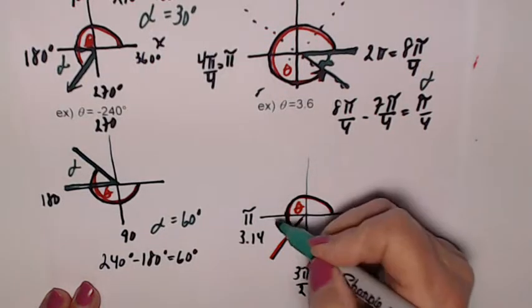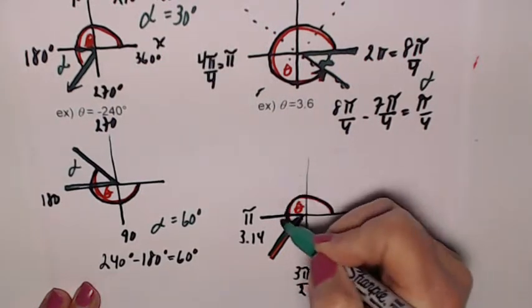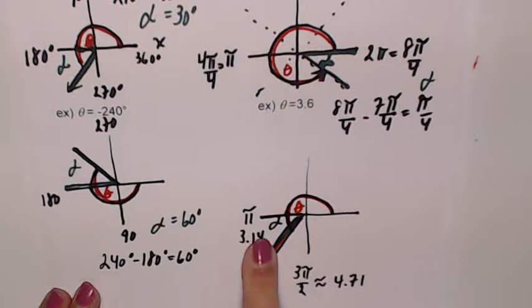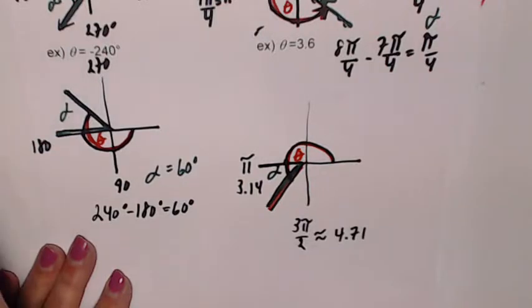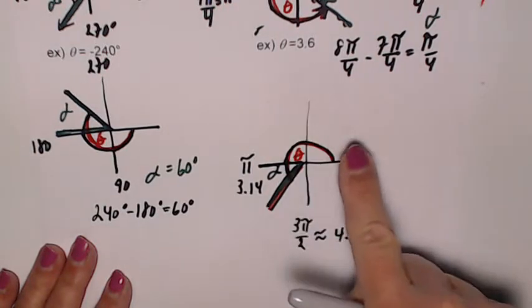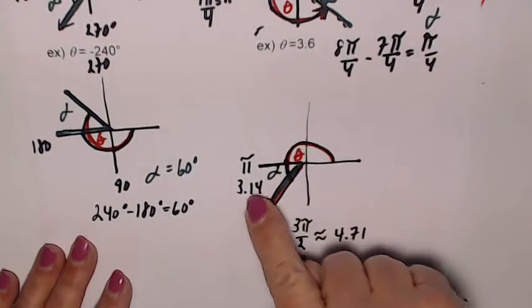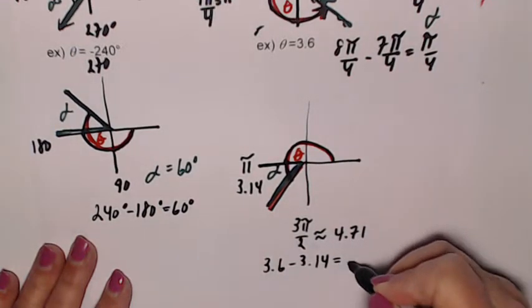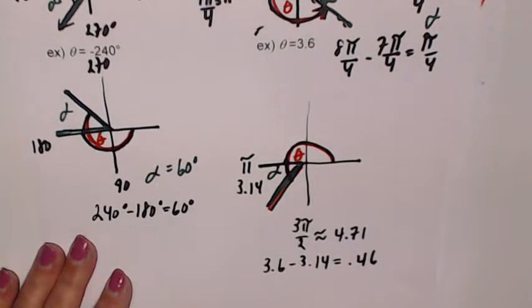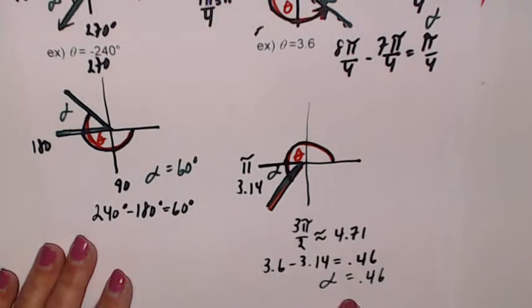For our reference angle, we look between the terminal side of our theta and the x-axis. So we're looking at an alpha, a reference angle, in here. To find that using math, this would be our 3.6 minus our pi, which is 3.14. How much more is 3.6 than 3.14? We would do that subtraction and get 0.46. So our alpha here, our reference angle, is 0.46 in radians.